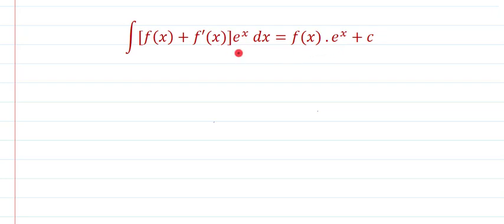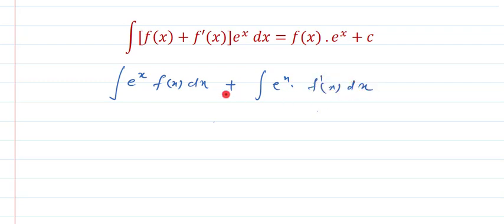This can be easily done by using by parts. So how to do it? Let us multiply this e power x inside this bracket. So we'll be having e power x f(x), this is one part of the integration, plus e power x into f dash x dx. So we are getting two parts of this function after multiplying e power x inside. Now let us leave this part as it is and let us apply the by parts method of integration in I1.